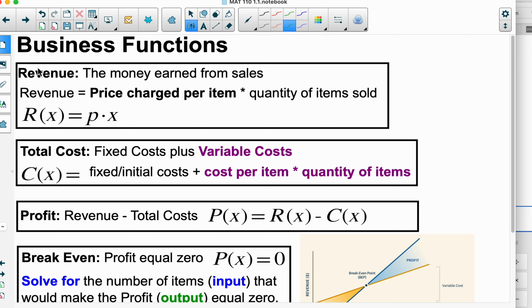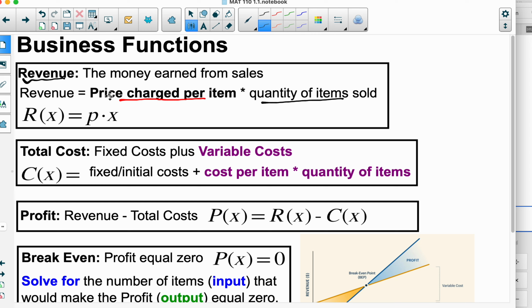All right, let's move on to business functions. So business functions, we're going to work with a lot in this class. And so the first important one is revenue. Revenue is just how much money did I earn from sales? So if you think about it, if you're working in a convenience market and you only sell ice cream, and you want to find how much revenue you earned, you would take how many ice cream cones did you sell times how much did you charge. So revenue is the price charged per item times how many did you sell.